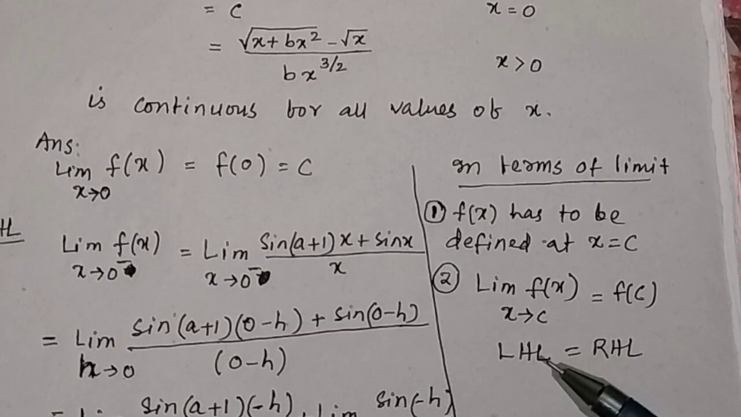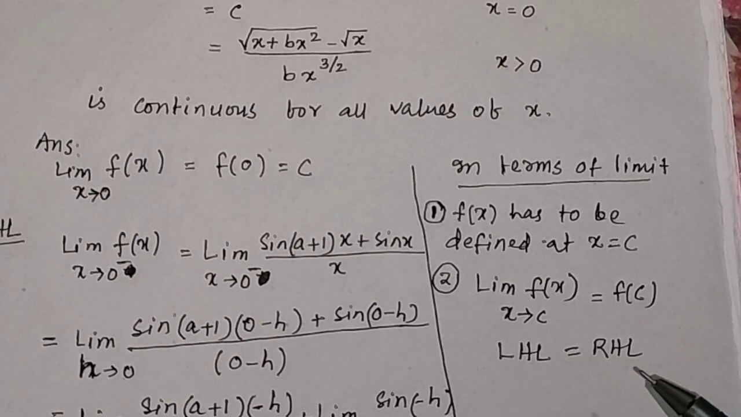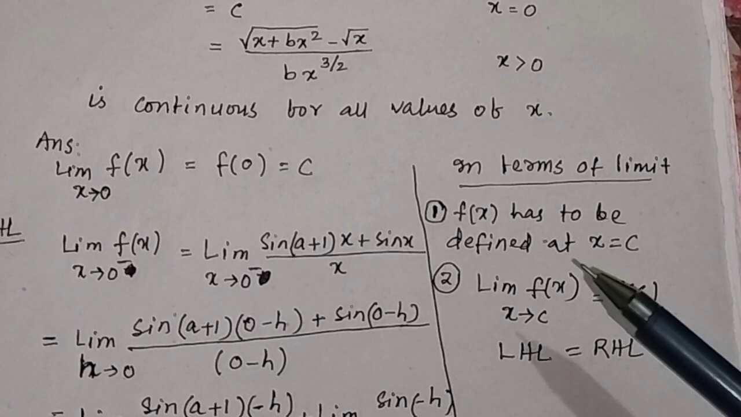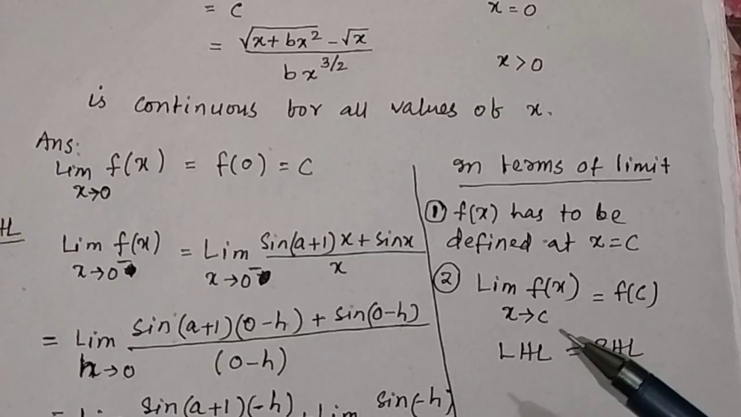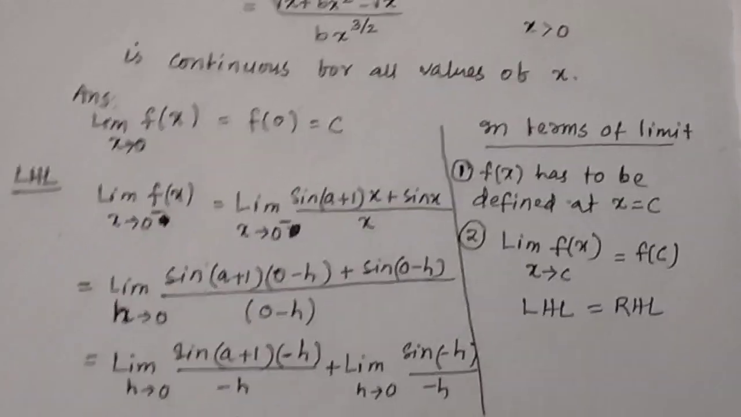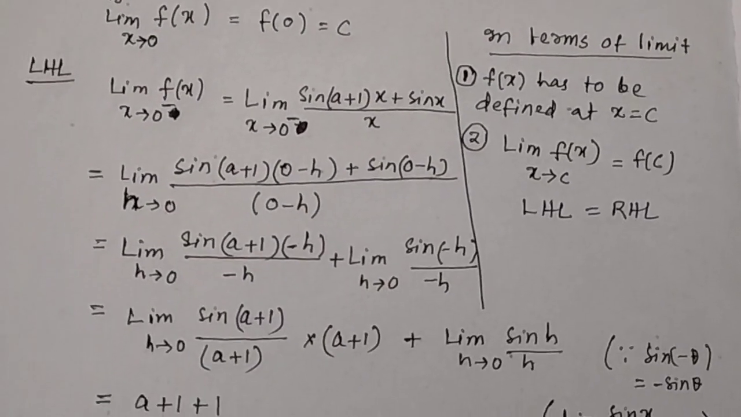For that, we have to find out the left hand limit and then the right hand limit, and we will show that the left hand limit is equal to the right hand limit. That means if the left hand limit is equal to the right hand limit, then the limit of f(x) as x approaches c is equal to f(c). Using this condition, let us check the continuity of the function.